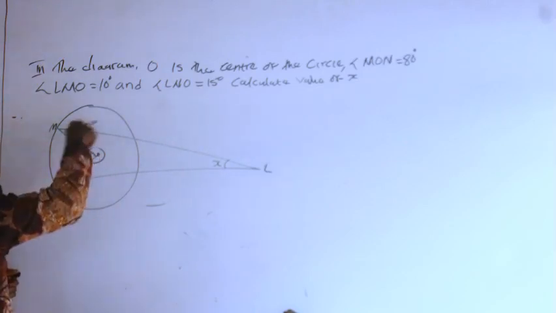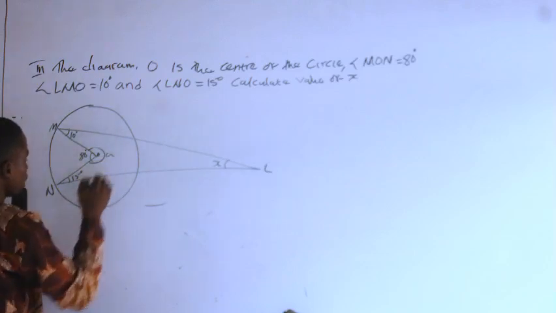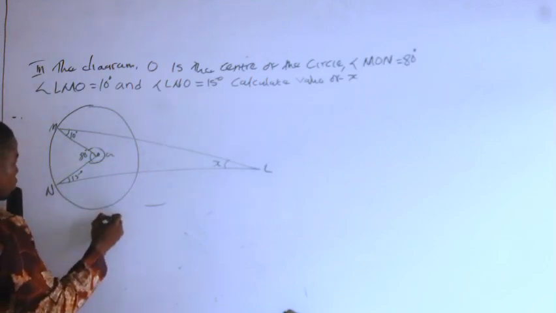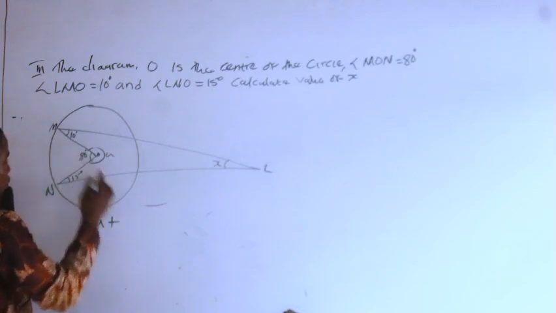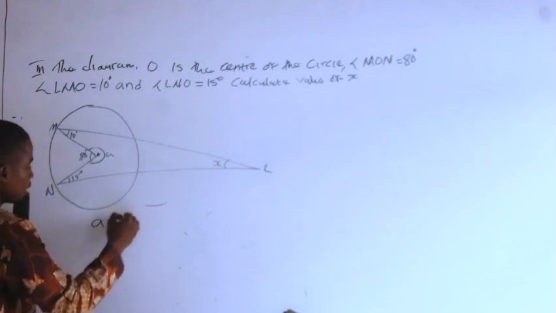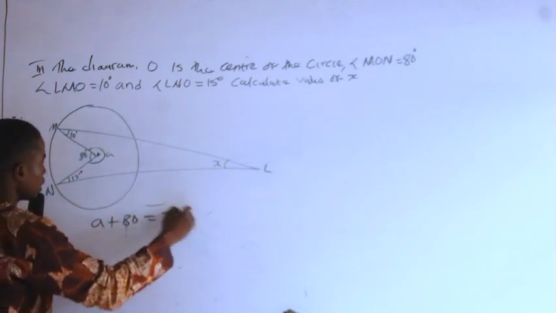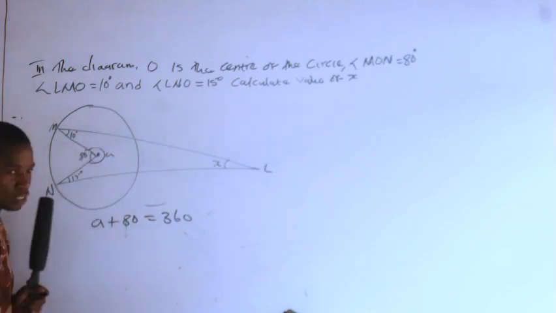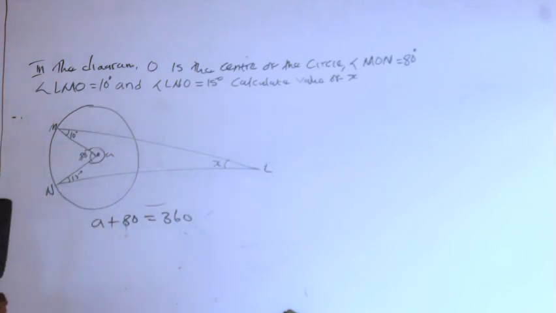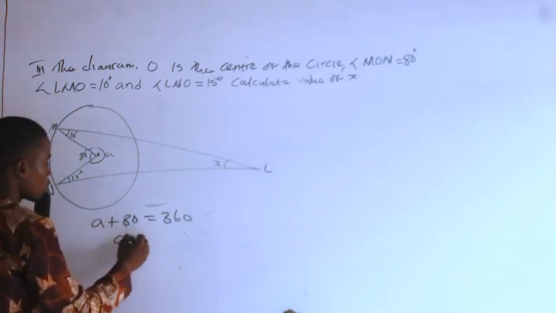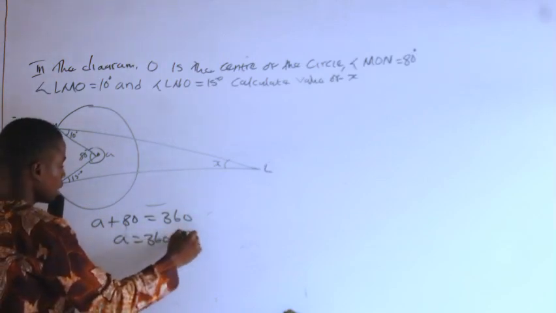Now, angle on the 360, I can call this one A. A plus 80 equal to 360. Angle on the circle. Are you hearing me now? It will now be A equal to 360 minus 80.